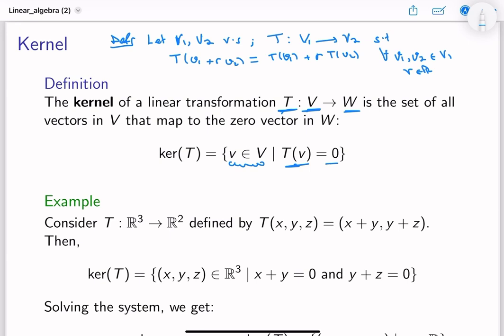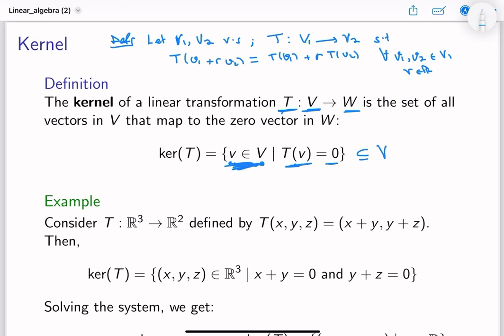One thing that we're gonna prove about this kernel is that it's a subspace of the domain. But for now, what we know is that this is a subset of the domain V, because we're taking all the vectors v in V that get mapped to 0. So it's important to note that this is a subset of V.